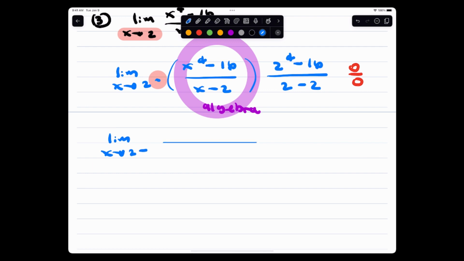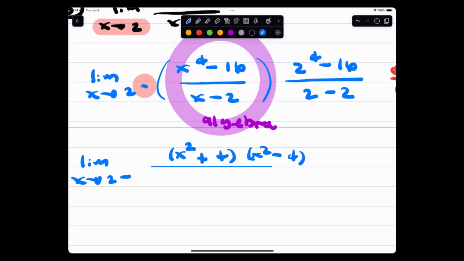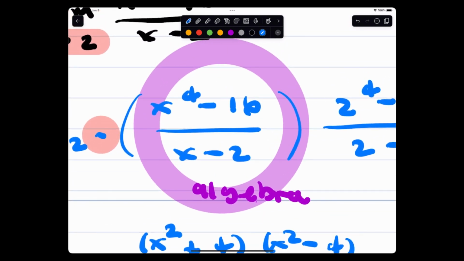What's your algebra? Well, I'm going to start with some special factors. X squared plus 4, x squared minus 4. Do you guys know why I know that? Because the numerator is the difference of perfect squares.